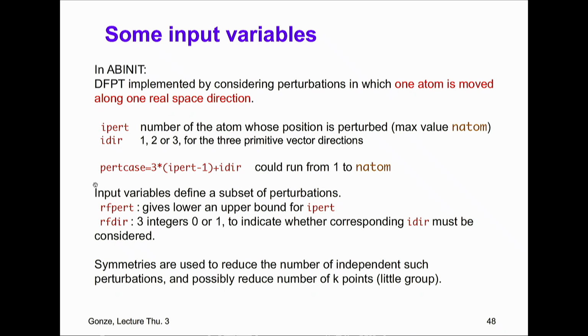Still, not all of these perturbations are equivalent, as some are symmetry related. And ABINIT can identify whether you have already computed a similar, symmetric perturbation, so there is no loss of information from one run to the other.